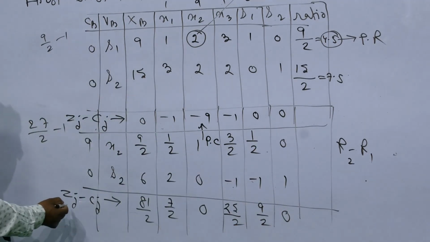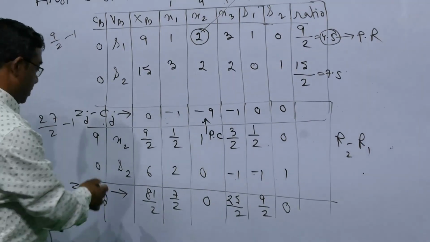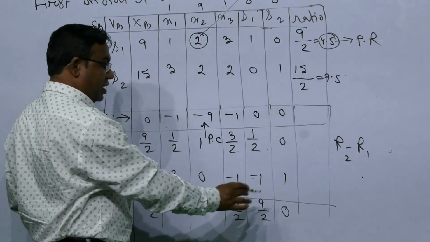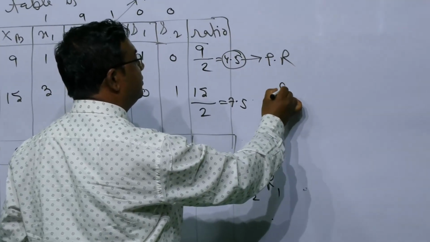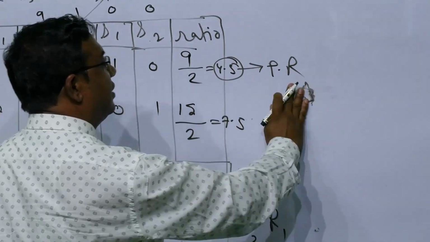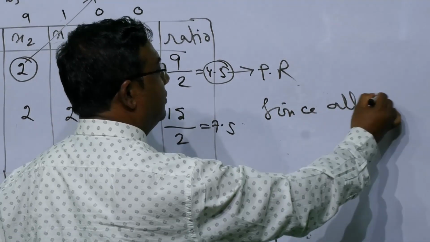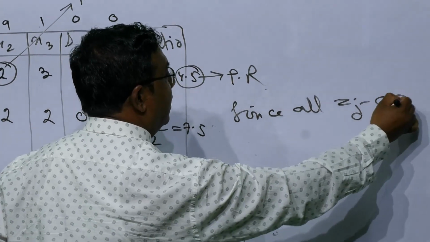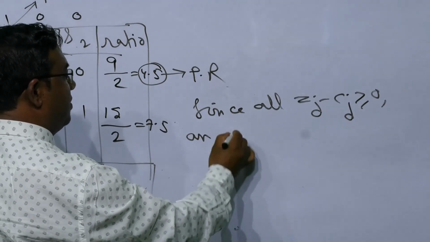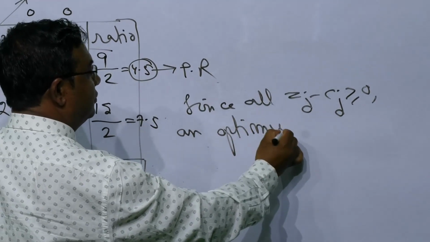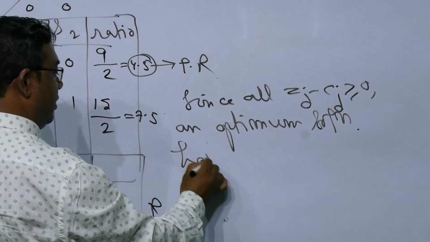So now the values of Zj minus Cj are all positive. If Zj minus Cj are all positive, then the optimum stage has been reached, since all Zj minus Cj are greater than or equal to 0. So an optimum solution has been obtained.